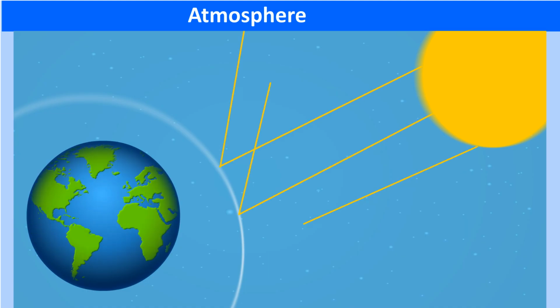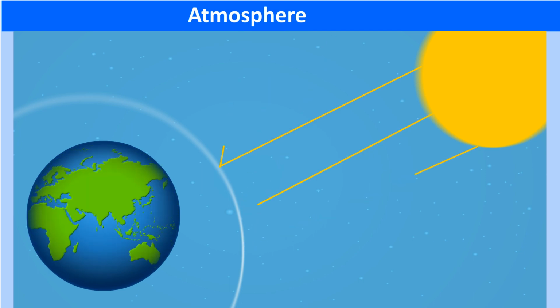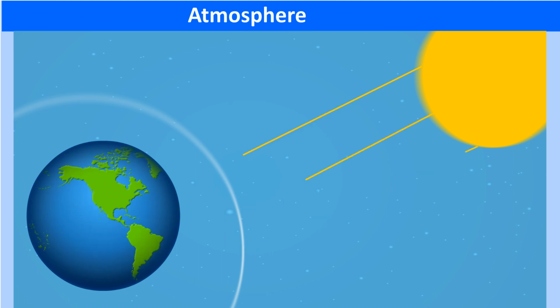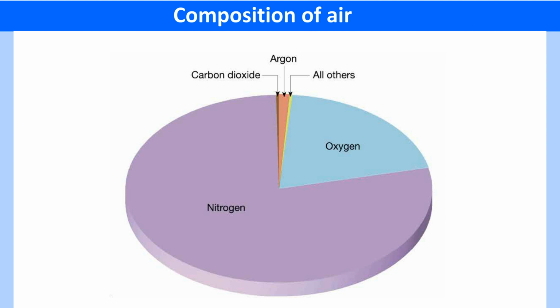The Earth's atmosphere is positioned between the Earth and the Sun. It acts as a sort of filter for the rays of the Sun that reach us, thus making life possible on Earth.